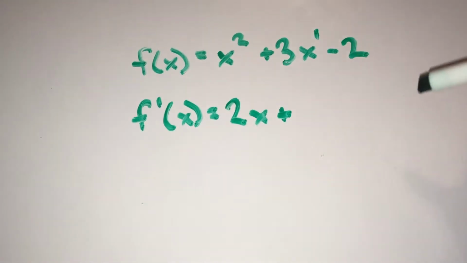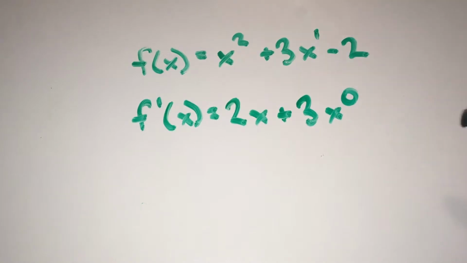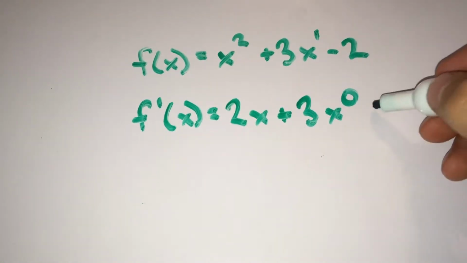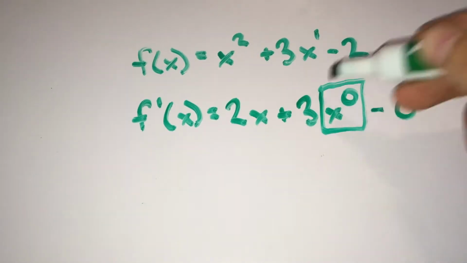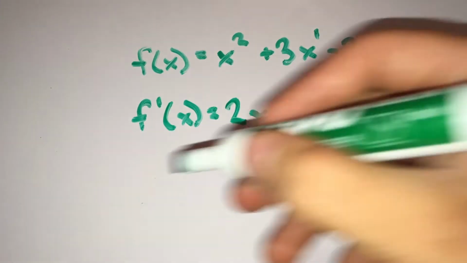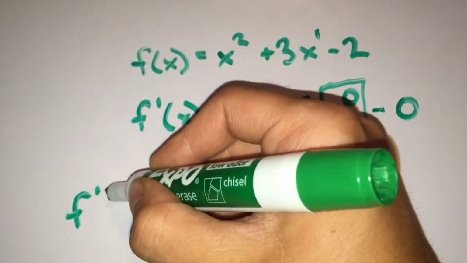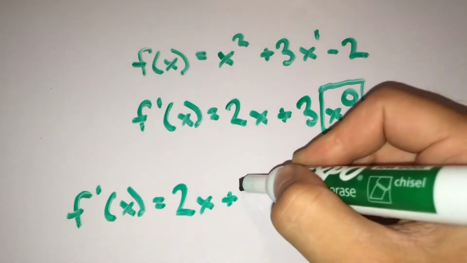Plus, so we have 3x to the first power. So 1 times 3 is 3, and then we have x to the 0th. We'll come back to that in a minute. So here we have a term without any x's in it, so it's just a constant term. So the derivative is going to equal 0. Now anything to the 0th power is just going to equal 1. So we can just imagine a 1 here instead of x to the 0th. And 3 times 1 is just 3, so our derivative is going to equal 2x plus 3.